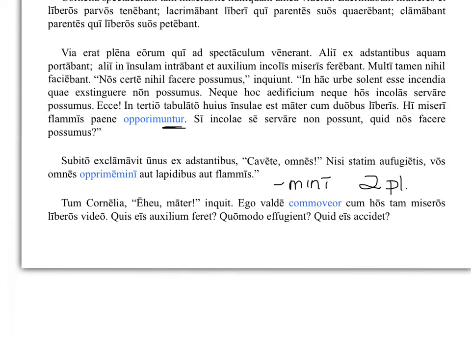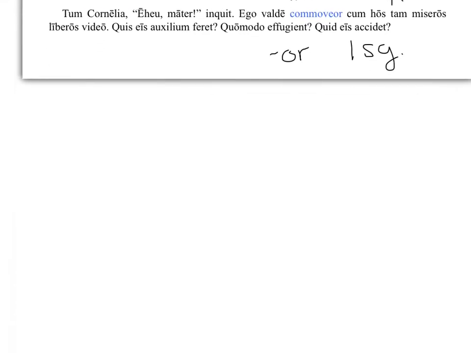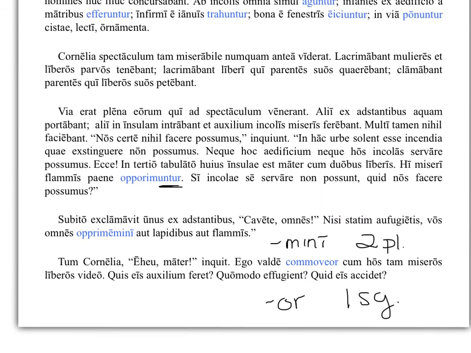And then I'm looking here at the next blue word, comportor, and I'm seeing that my subject is ego. What does ego mean? Yeah, I. So if the subject is I, this must be first person singular. And then as I keep on looking through my story, I'm going to have to go on to another page.